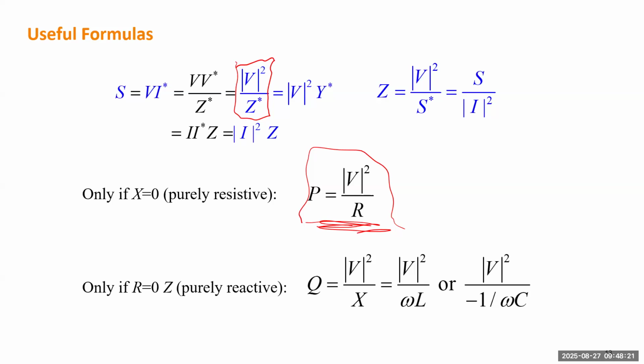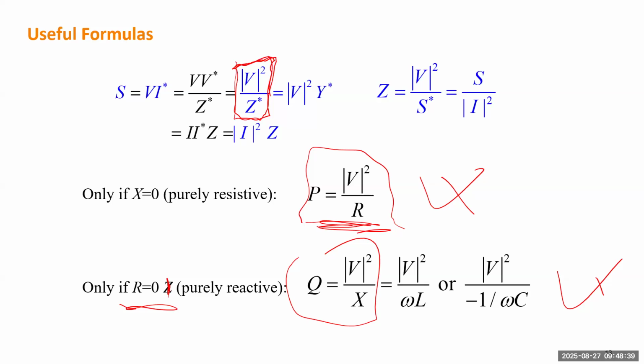Similarly, this one only works if the resistance is 0. So those two formulas can be used, but you have to be very careful. But if you know the voltage and impedance, it's better to start with this formula to calculate P and Q.